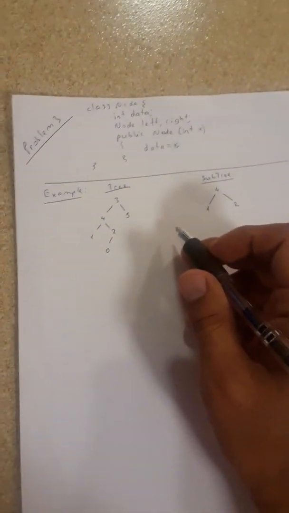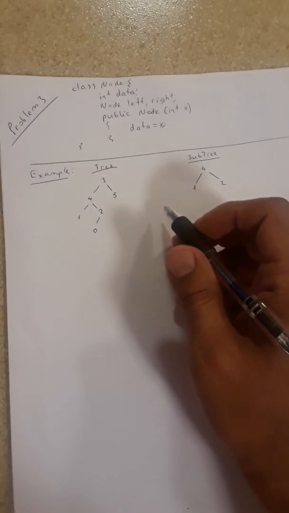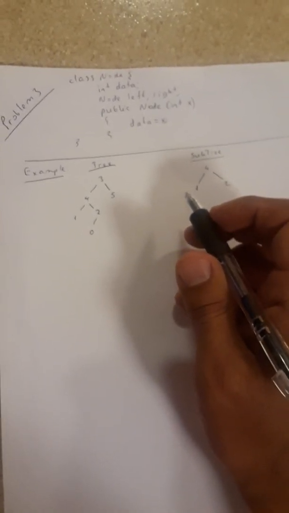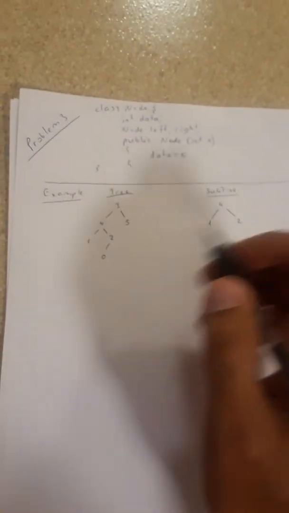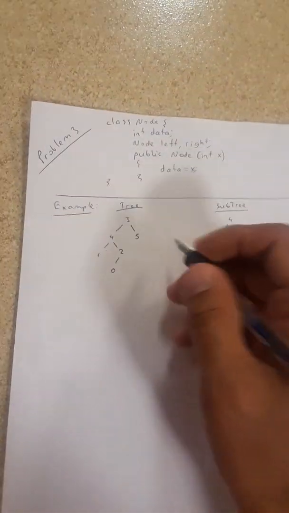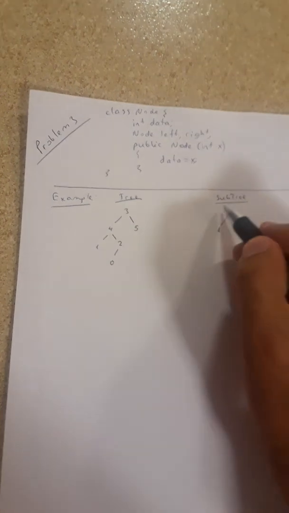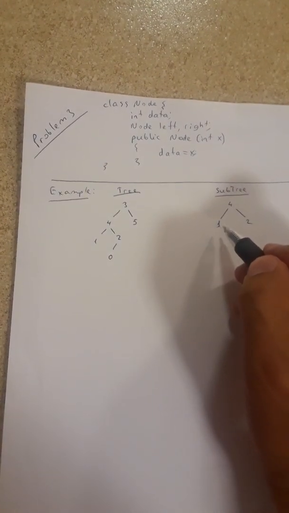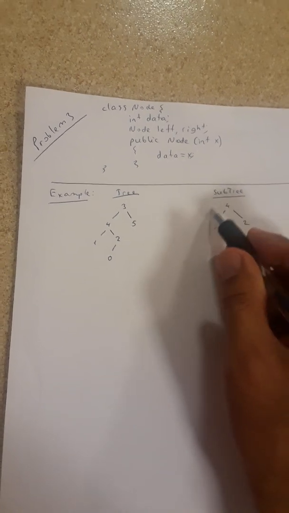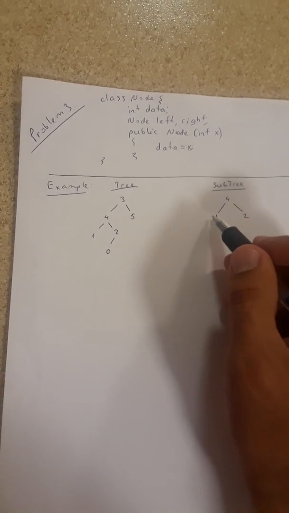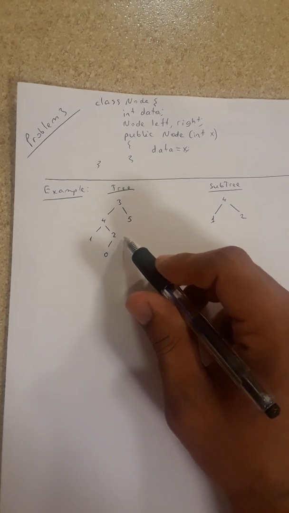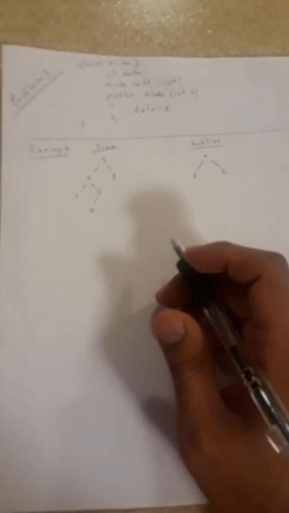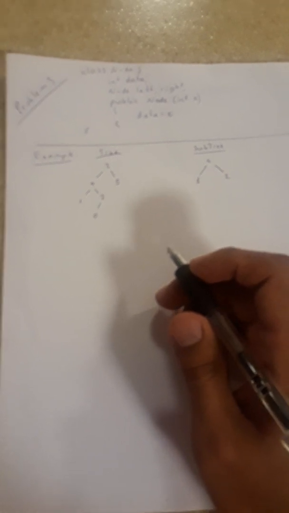Hello, this is problem number 3, and we are given two trees, and we have to check if one tree is a subtree of another. So in this problem, for example, we have one tree and we have another tree, and according to the assignment, we have to check if this second tree is a subtree of the first one. So how are we gonna do this?